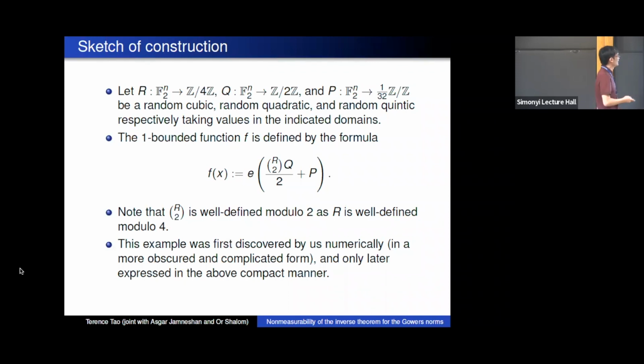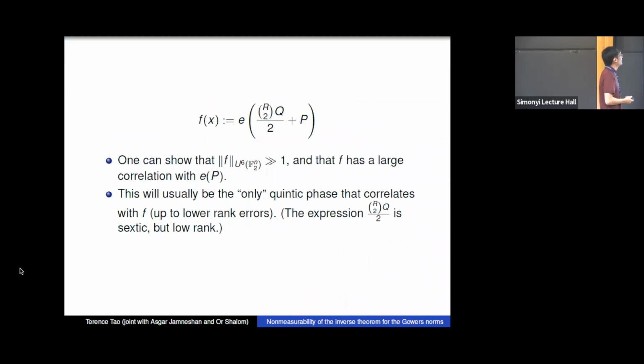So this is our counterexample. It turns out that this object is close enough to E of P that it has large Gowers norm. In fact, this one has an explicit constant. It didn't work out. And it correlates with a quintic. The precise quintic it correlates with is E of P, and that's basically the only quintic it correlates with, up to lower rank errors.